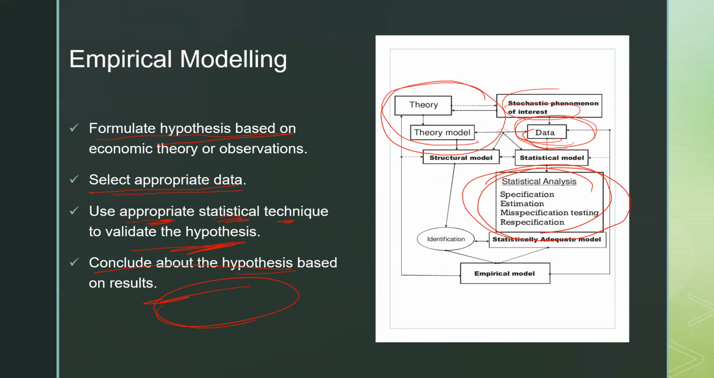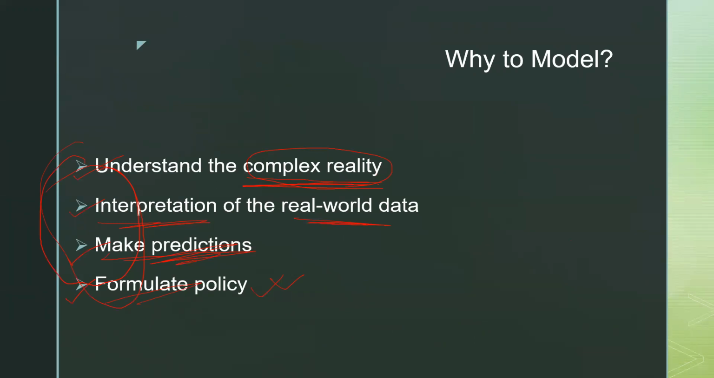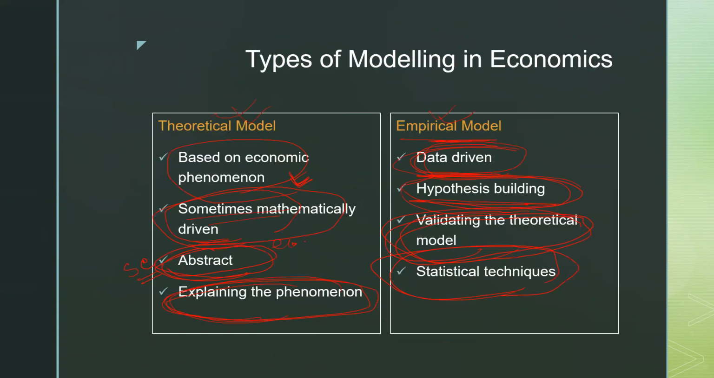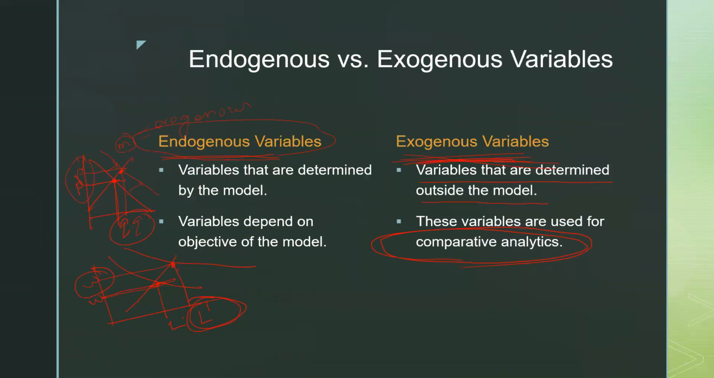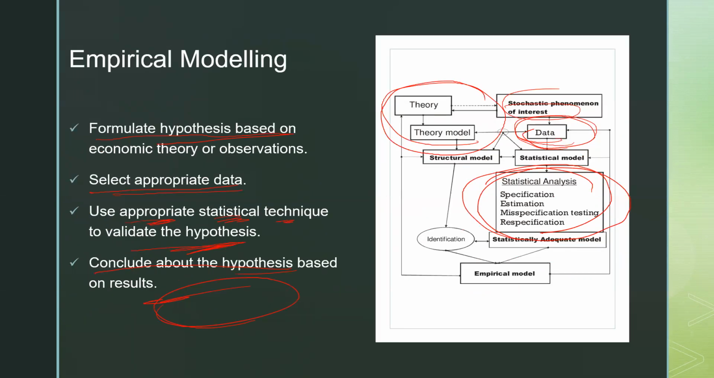Now I think all of you are clear about the difference between empirical modeling and theoretical modeling. What we have discussed so far: what a model is, which is to understand complexity, interpret real world data, make predictions, and formulate policy. Then the two main principles in economic models. Then what a theoretical model and an empirical model are. We also discussed the endogenous and exogenous variables in a model. Then theoretical modeling, how you model things in a theoretical sense and conclude about economic phenomena and observations. And we also discussed empirical modeling, and how it uses data and statistical techniques to validate the theory.